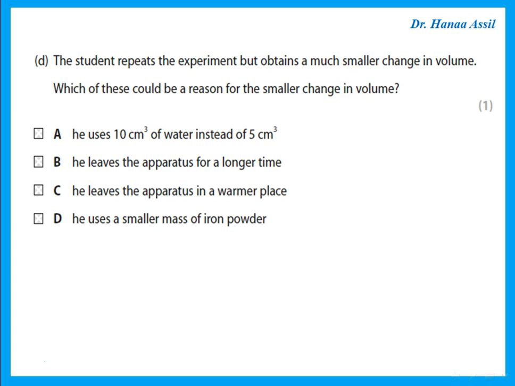The student repeats the experiment but obtains a much smaller change in volume. Which of these could be a reason for the smaller change in volume? Now, he used much less oxygen. Why do you think he used much less oxygen? Well, if you look at all of this, you will find that it's because he must have used less iron. Because if he used less iron, then that will need less oxygen.